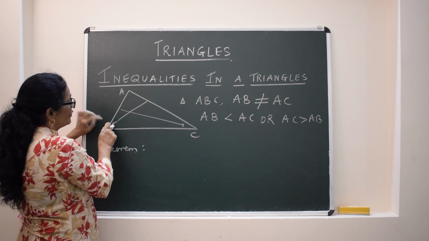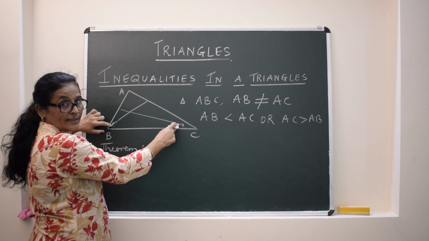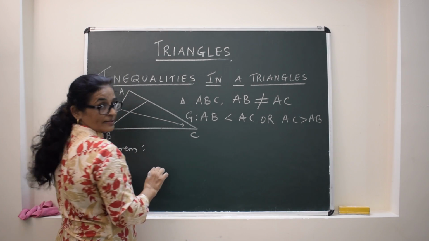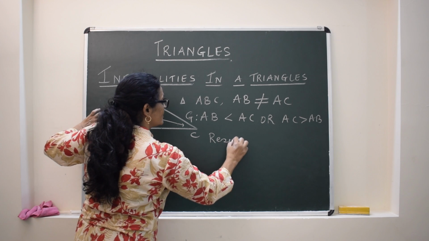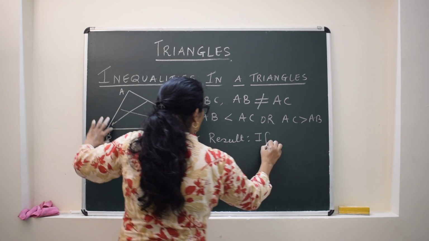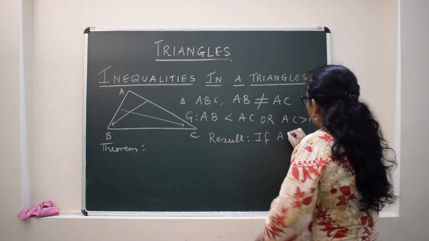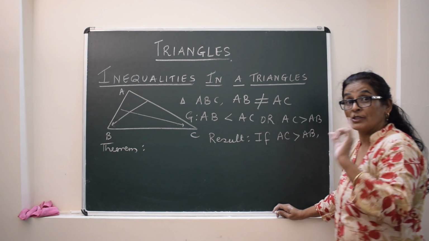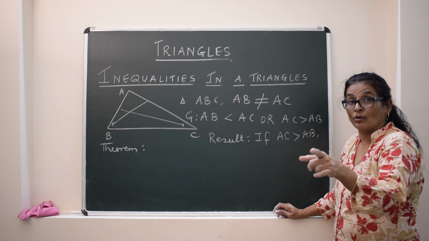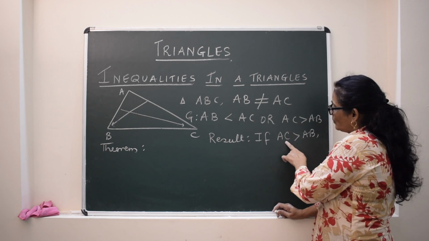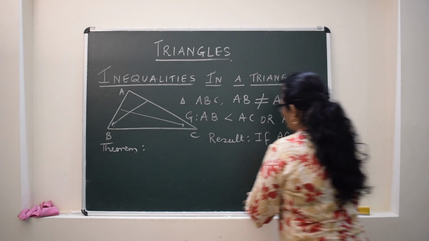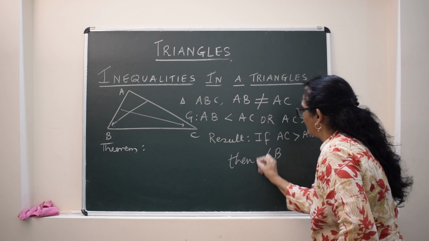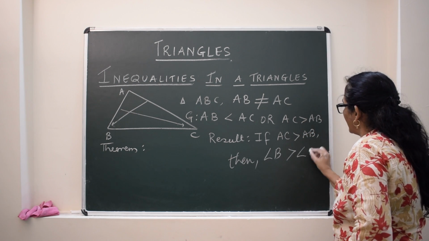So angle B will be more than angle C. So what is given? This is given. And what is the result? The result is, if AC is greater than AB, then the angle opposite to AC will be bigger or greater. So the angle opposite to AC will be which angle? Angle B. So we can say then angle B is greater than angle C.